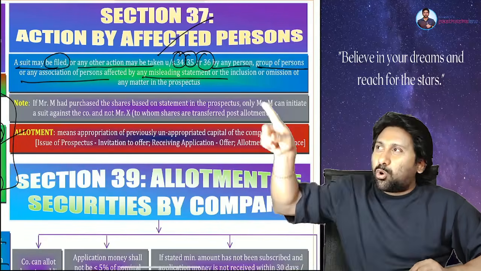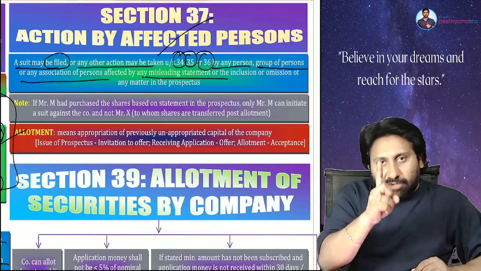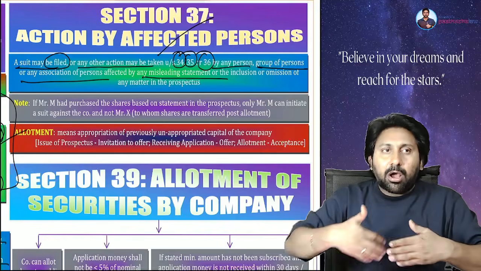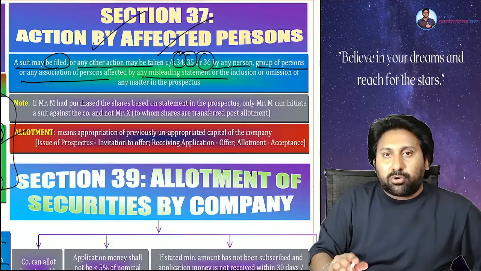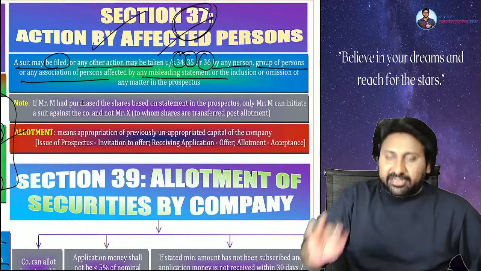Simply to tell, who should make a complaint in court? Either one person can make it, or a group can make it, or an association of investors can also make it. Anyone can file a complaint in the court. That's what is said in section number 37.